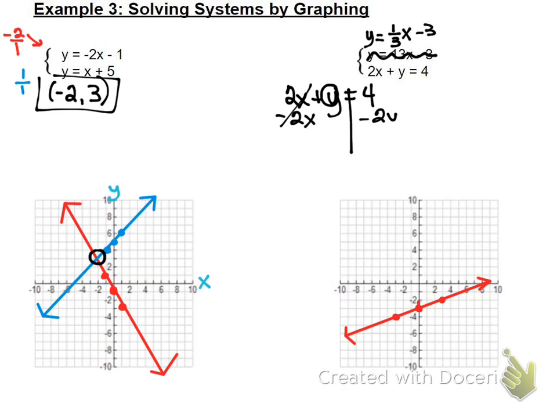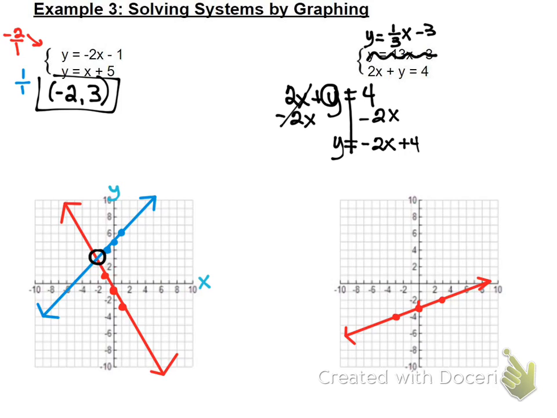Now this one's a pretty easy one, right? So this one I can write y equals. Beginning of the year, I told you, what do I always want written first? The variable, right? So we're going to put negative 2x, plus 4. There's our slope-intercept form. So from here I can go ahead and graph this line.